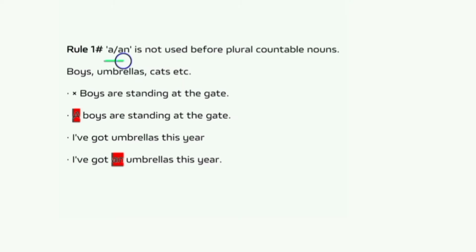So rule number 1: a or an is not used before plural countable nouns like boys, umbrellas, cats and so on. As in the sentence, boys are standing at the gate. We cannot say a boys are standing at the gate. And similarly, I have got umbrellas this year. We cannot say I have got an umbrellas this year.